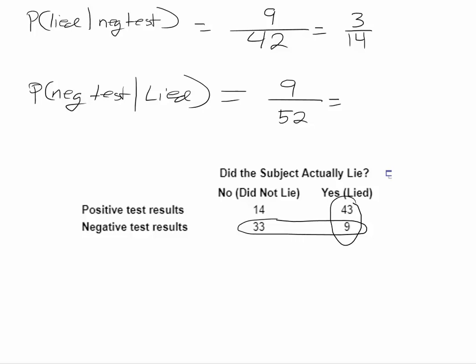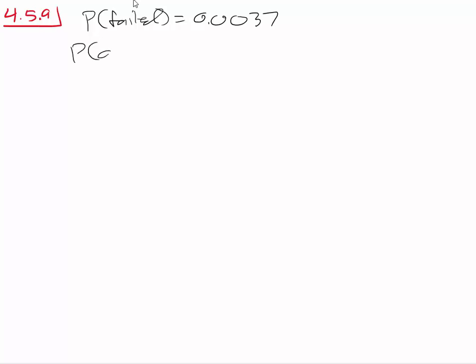So in order for something to not be safe, they would have to both, radios would have to fail. So that's basically what they're asking. So they tell us here, this is question 9. We have the probability of a failed radio, right, is 0.0037.